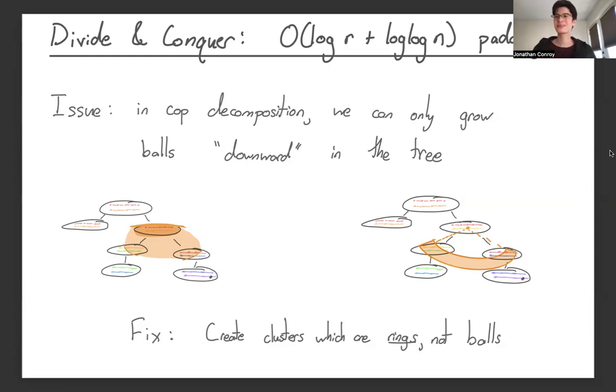And so I think that this is some interesting conceptual message from our paper that even though the COP decomposition seems like it has this very strict top-down ordering, it's still possible to do some sort of divide and conquer on the COP decomposition.